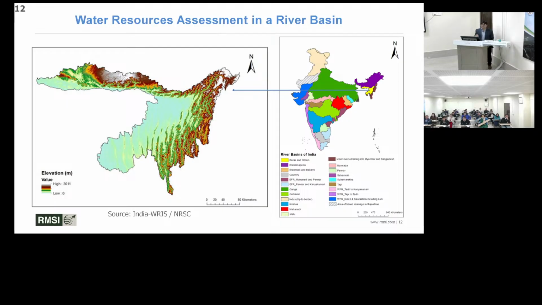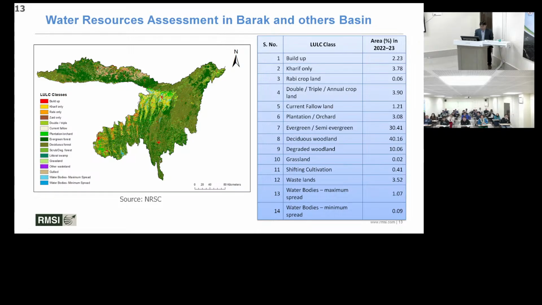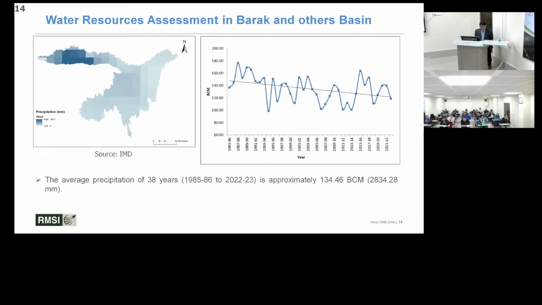So I am considering an example of this Barak River Basin, which they have estimated. This is the map of the Barak River Basin. Then from NRSC, this is the LULC map. These categories are there. Then coming to rainfall, this is the annual rainfall map.